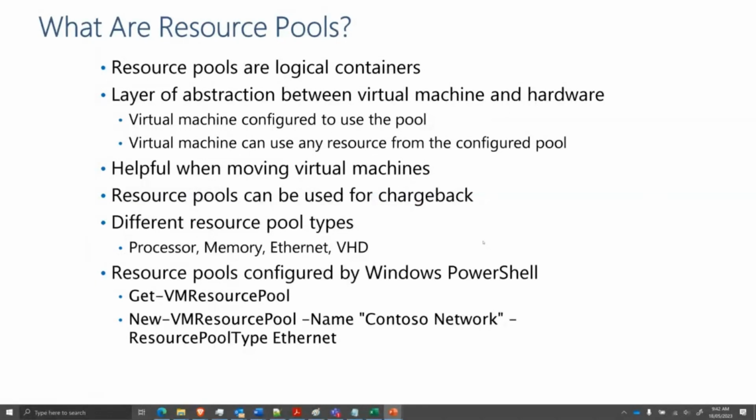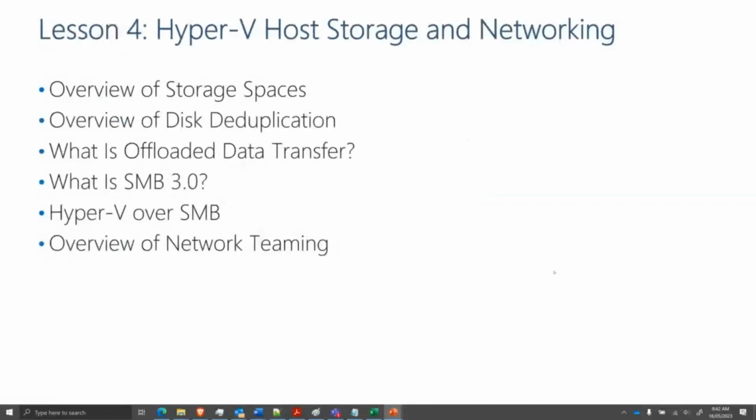Some of the resource pool types are processor, memory, Ethernet, and virtual hard disk. So same sort of resource areas that we've already spoken about. And obviously resource pools can be configured through PowerShell as well, such as these ones. And storage and networking. So like I said, we're going through a whole heap of these, but in the next couple of weeks, we're going to look at some of these a little bit more closely.